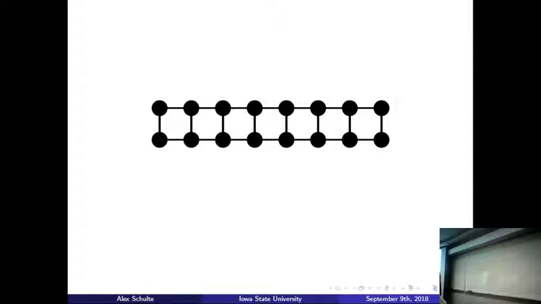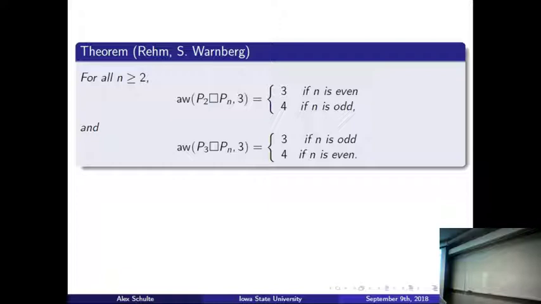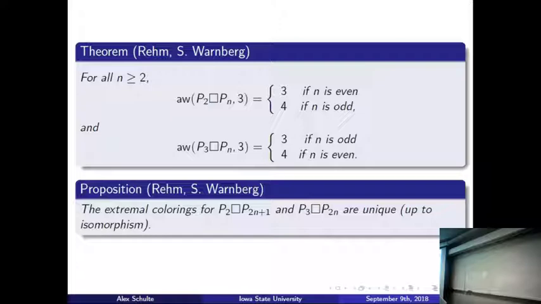The next thing I did was go to La Crosse and work with Nathan and Hunter on finding these grids and their anti-Van der Waerden numbers. We were able to find that for P2 cross Pn, you get the same type of parity behavior as the hypercube. For P3 cross Pn, it actually switches: when n is odd you get 3, and when n is even you get 4. These colorings are unique up to isomorphism as well, very similar to the hypercube one, where you take the opposite corners and make them distinct.